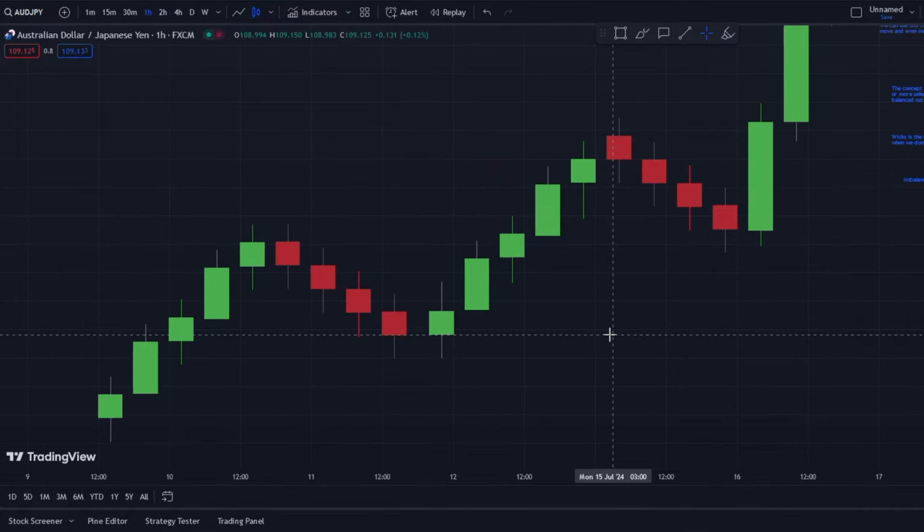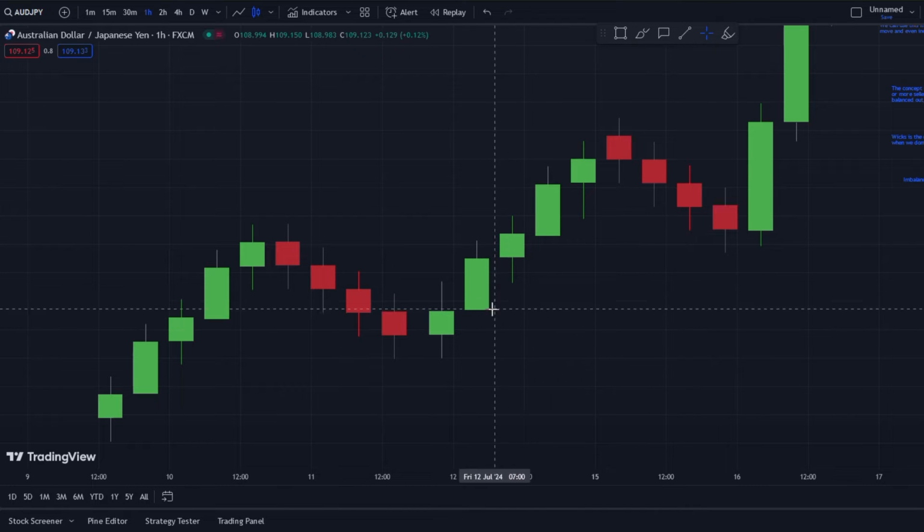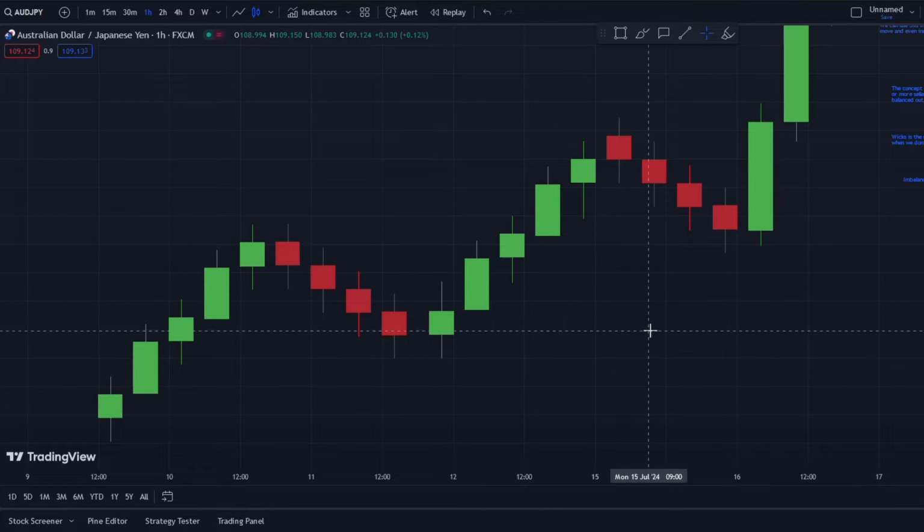And when I say balanced, I don't mean the sellers and buyers are putting an equal amount of orders, because that would just send the market sideways. What I mean is the sellers are coming back and refilling the imbalance. So they are balancing out of the imbalance zones.